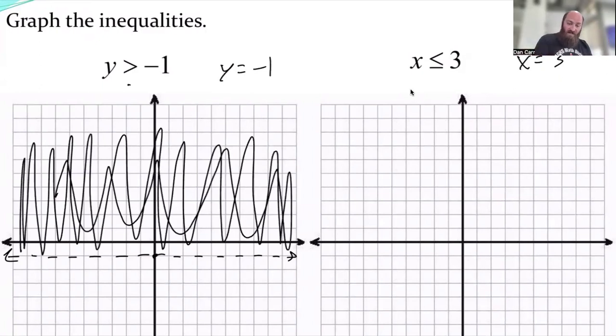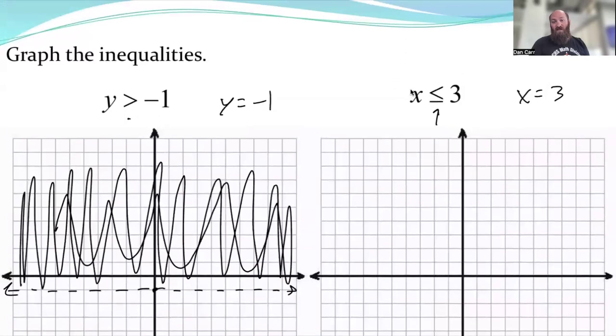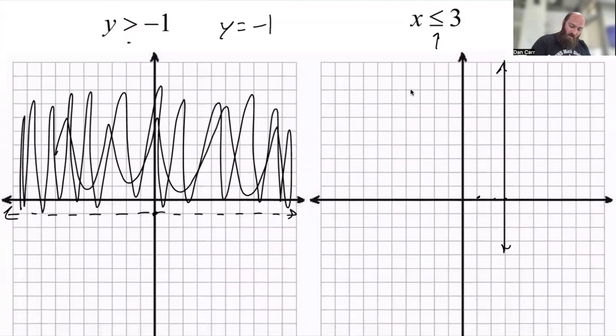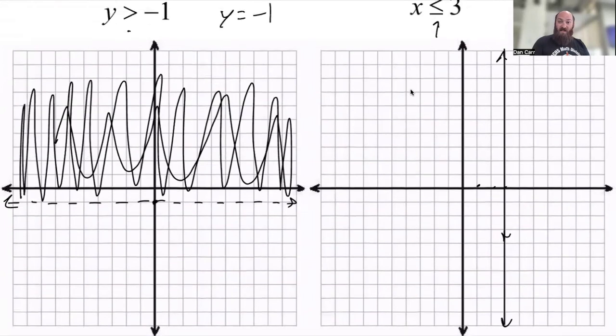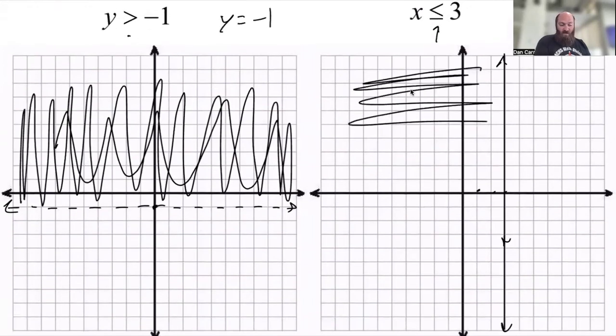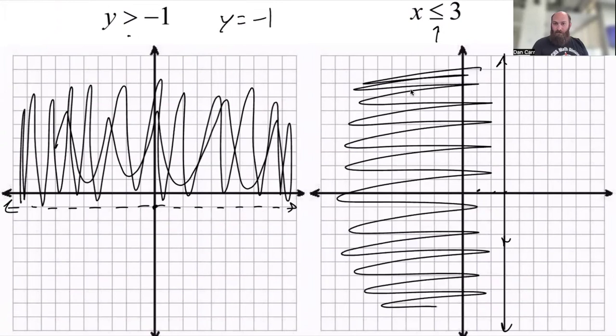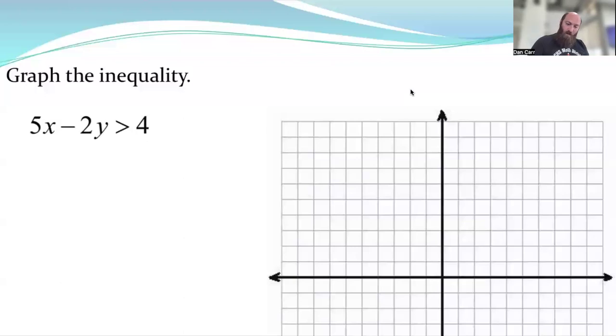For the next one, x is less than or equal to, so we know it's going to go to the left of 3. So I can go 1, 2, 3 here, draw my solid line, and come down here a little bit more. It's add a little bit extra. Okay. And if it's less than or equal to that, that means it's going to be everything on this side. Okay. So let's do one more inequality.